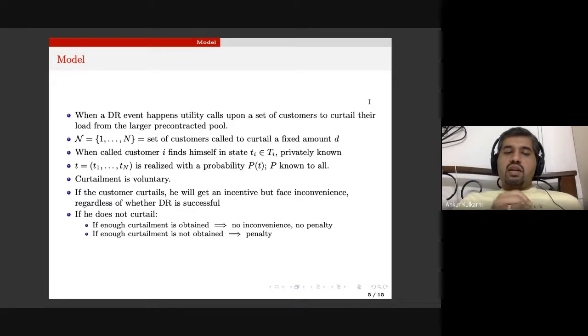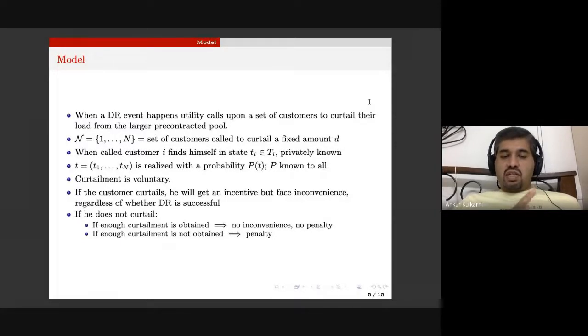Now, this vector T1 to Tn is realized with a probability P of T. Although the state of each consumer is not known, this probability distribution is known to all. The curtailment itself is voluntary, because after being called, the consumer may still choose to not curtail. But if the consumer curtails, he will get an incentive for it and face an inconvenience, regardless of whether a DR is successful or not.